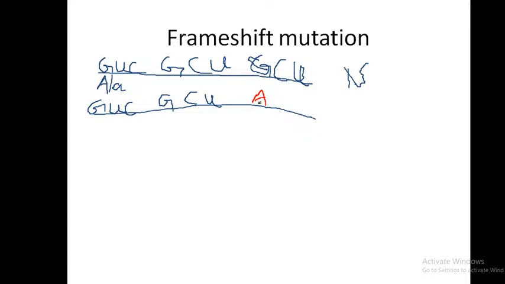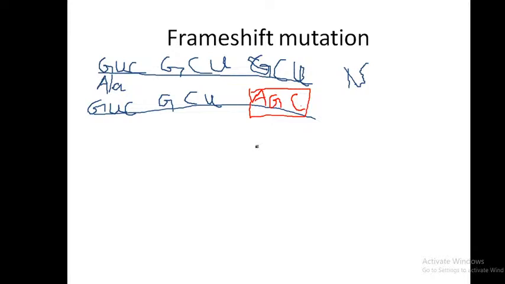A will get inserted at this location, and as a result of that, A, G, C. Here a change has happened. When this change has happened at a single position, the total frame will be changed. There is a shift or change to the total frame of the DNA, and as a result the protein which is produced from this DNA will be a changed or distorted one.